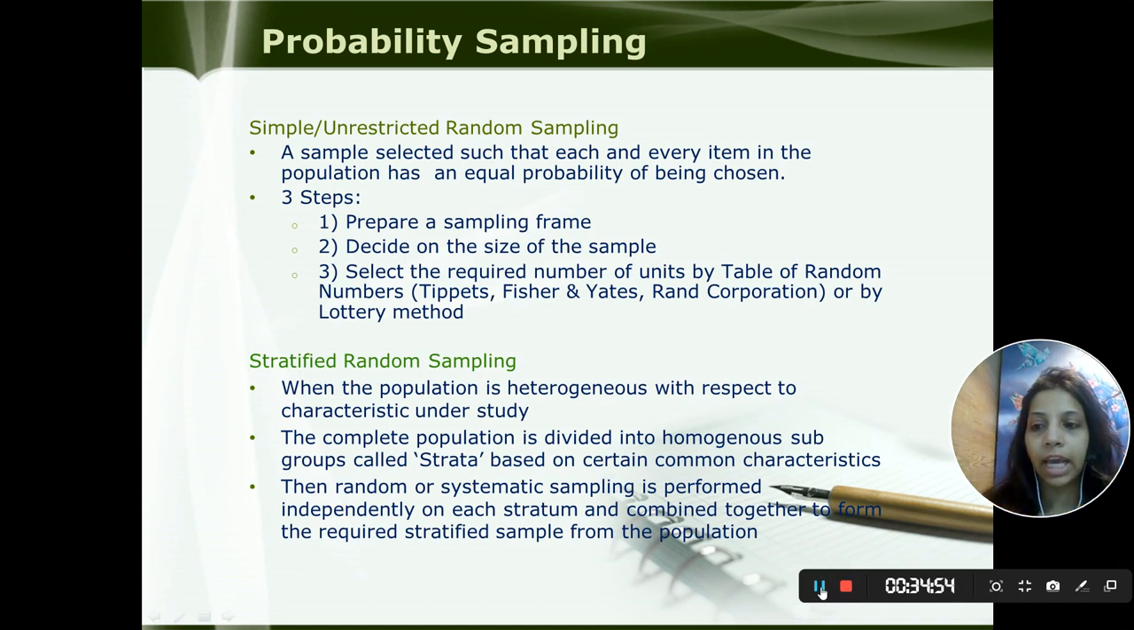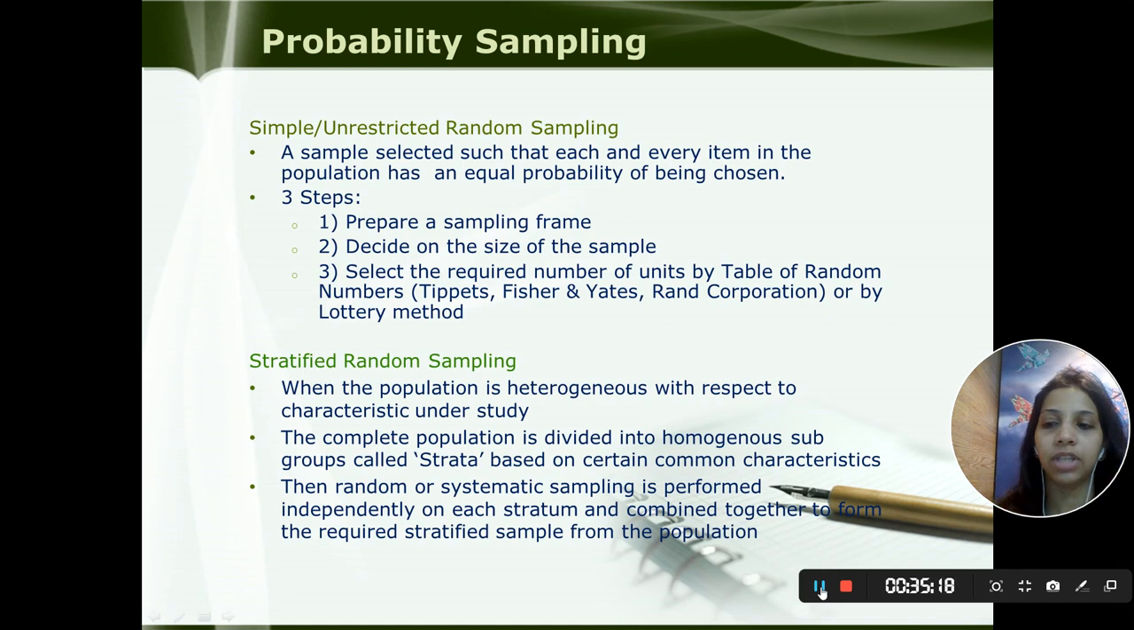So what are the different types of probability sampling methods? First, the commonest is the simple or unrestricted random sampling. A sample is selected such that each and every item in the population has an equal chance of being chosen. So what are the steps involved? You first prepare a sampling frame. Sampling frame, as I told you, is the list of individuals of the target population.